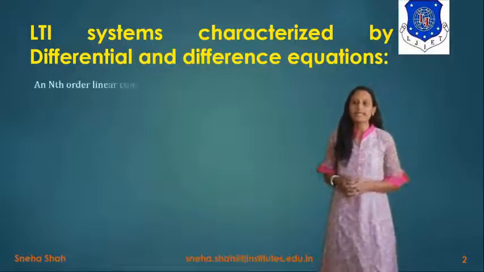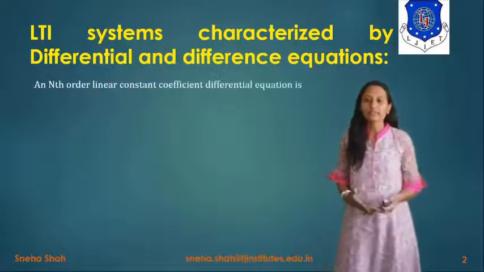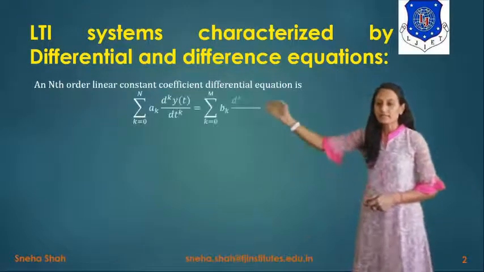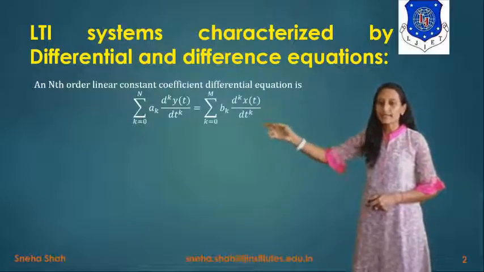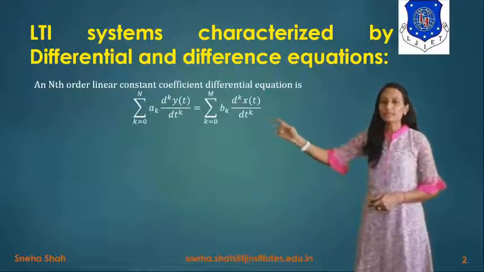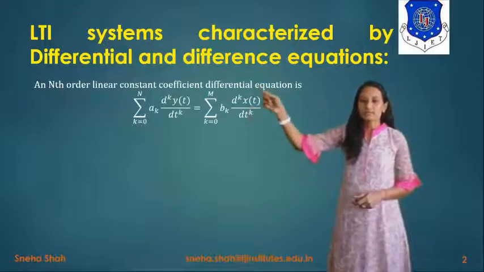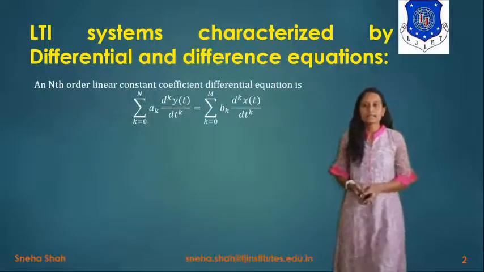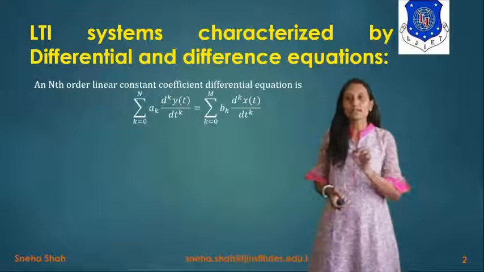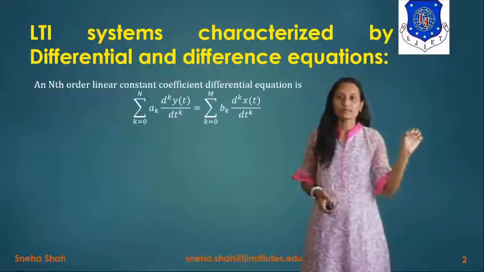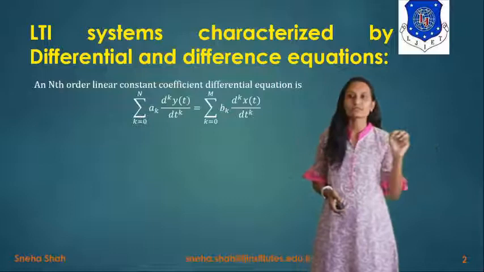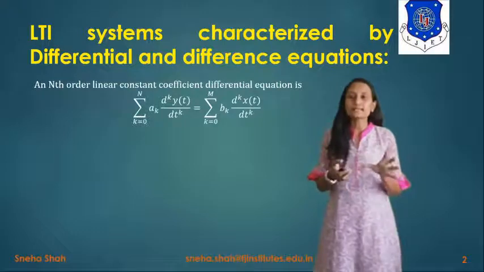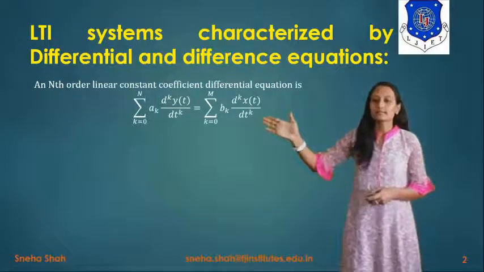Suppose we are taking any nth order linear constant coefficient difference equation, then it will be represented like this: summation k equals 0 to n of a_k d^k y(t)/dt^k equals summation k equals 0 to m of b_k d^k x(t)/dt^k. It means if we are representing any difference equation like y(t-1) + 2y(t-2) = x(t) + 2x(t-1), likewise, this equation will be represented in general form like this.